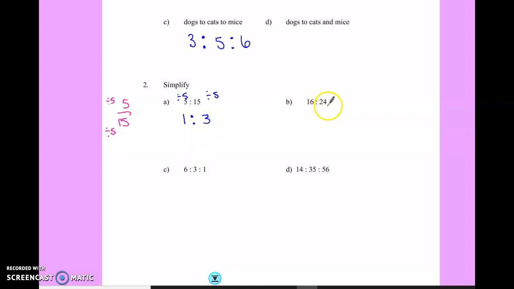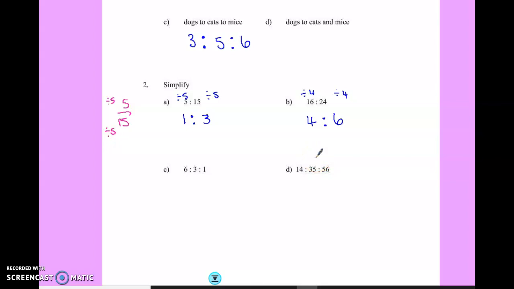16 and 24. The biggest number that goes into 16 and 24 is 8. I want to show you what happens if you don't spot the biggest number. Let's say that we know 4 goes into 16 and 24. If I divide both sides by 4, 16 divided by 4 is 4, and 24 divided by 4 is 6. Both even numbers, it's a big hint. If both your numbers are even, they're always going to divide by 2.